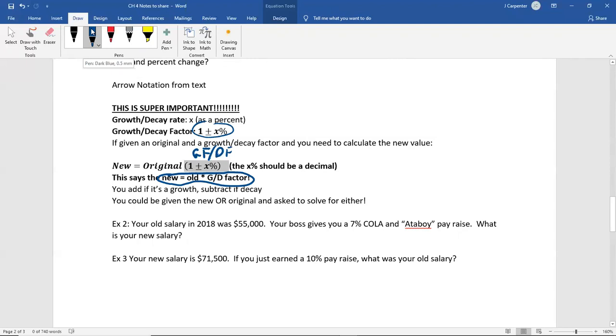How do you know whether it's plus or minus? Add if growth, subtract if decay. I think I said that wrong. Add if growth, subtract if decay. No, I did say it right.